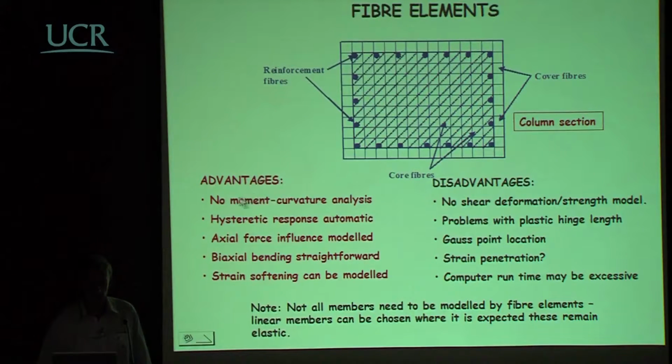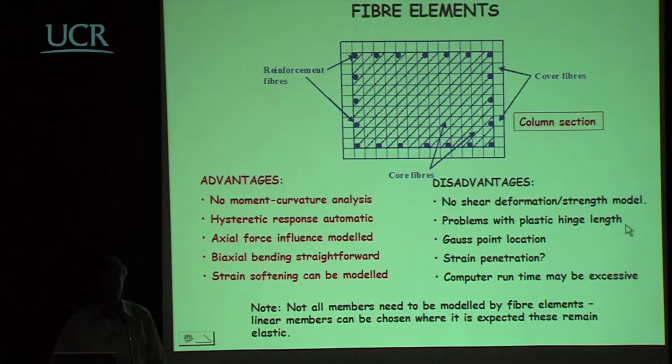Advantages of this are that there is no need to do moment curvature analysis. Hysteretic response is automatically included. The influence of axial force variations on the strength and stiffness is automatically modeled. Biaxial bending is as straightforward as uniaxial bending, and strain softening can be modeled in the response. On the other hand, there are disadvantages as well. It's uncommon for there to be any shear deformation or shear strength incorporation in the model, though that's starting to be incorporated in some of the fiber models.